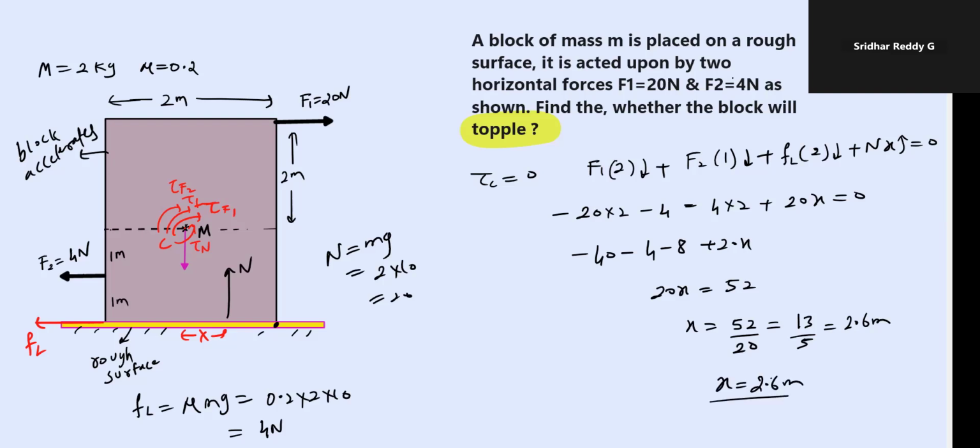So x equal to 2.6 meter, which is greater than 1 meter. What is the maximum permitted value of x? The maximum permitted value of x is 1 meter, no? Because the normal contact cannot act somewhere here. What is the maximum permitted shift of the normal contact? 1 meter only. So how much are we having? 2.6 meter. So definitely the block will topple. The x is 2.6 meter. The block will topple.